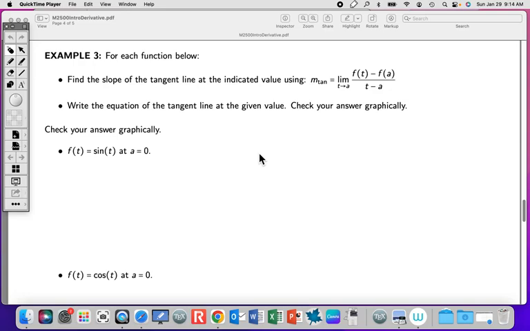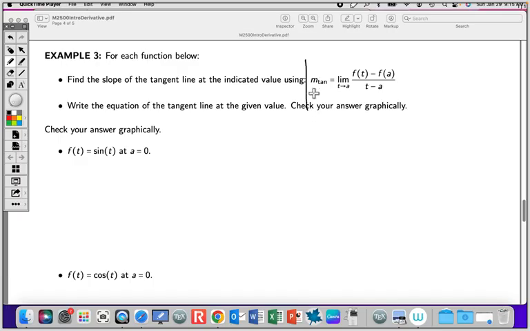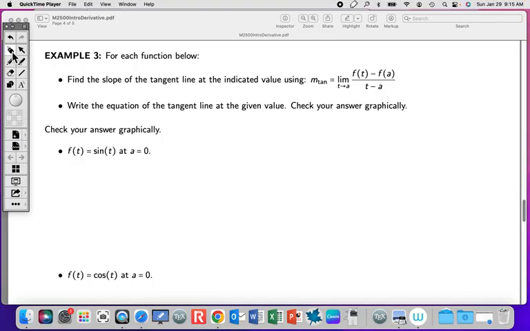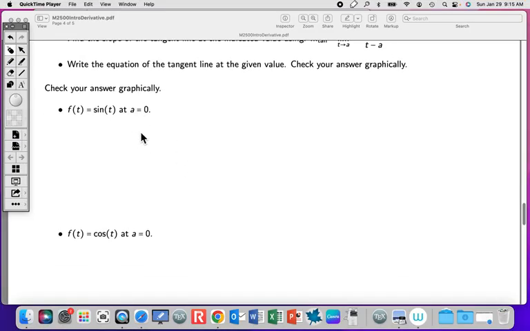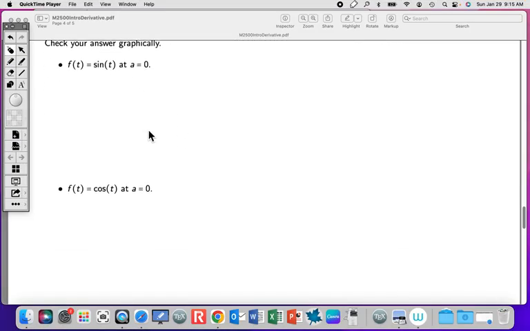At example 3 here, for each function below, we're asked to find the slope of the tangent line using this particular limit definition, and write the equation of the tangent line at the given value and check our answer graphically, so using Desmos. So our first example here, we've got the sine function, f of t equals sine of t at the value a equals 0.